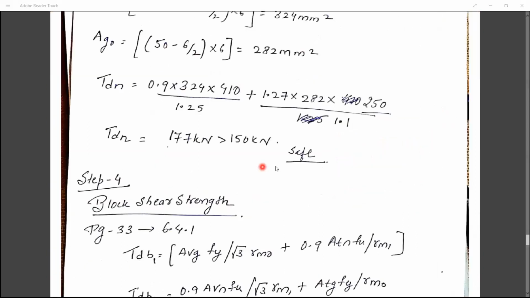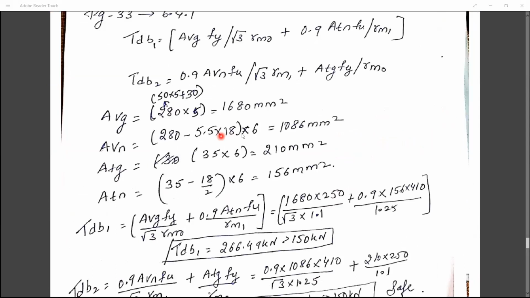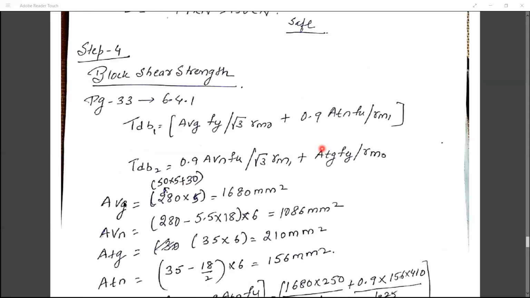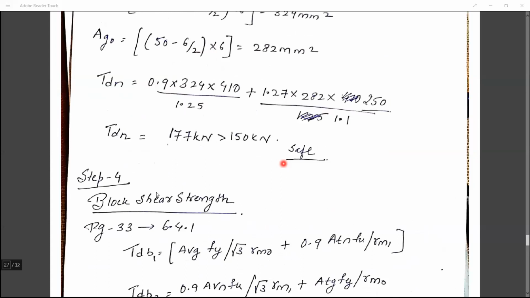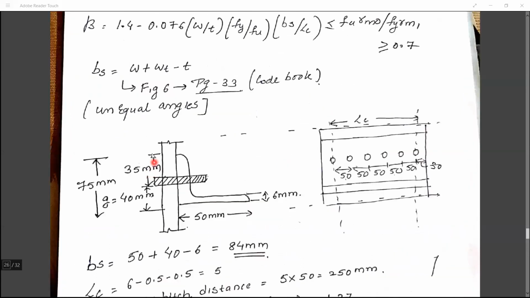So that is 280 minus 5.5 into 18, which is our bolt hole value with respect to clearance, into 6, where 6 is our thickness. That is 1086 mm square. Now the unknown value in this is ATG. How will we calculate ATG? It is 35 into 6. What is 35 here? Our edge distance, into this thickness value 6.